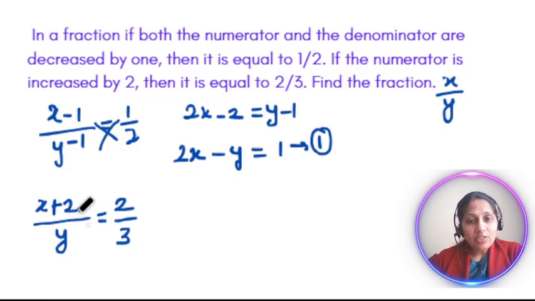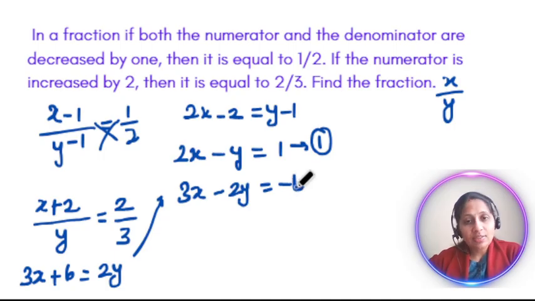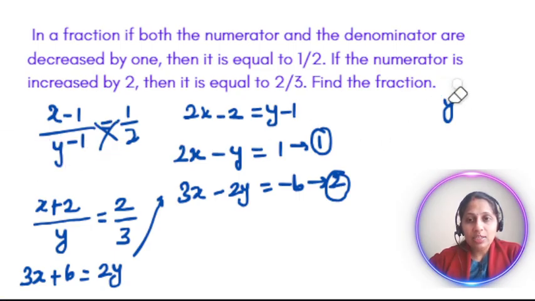Now the second equation, again cross multiply, you get 3x plus 6 equals 2y. So let's rearrange this. So you get 3x minus 2y equals minus 6. 6 goes to the other side, so it is minus 6. Hope you are clear with this step, which is our second equation.